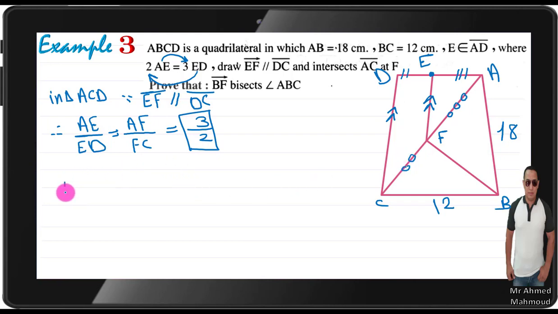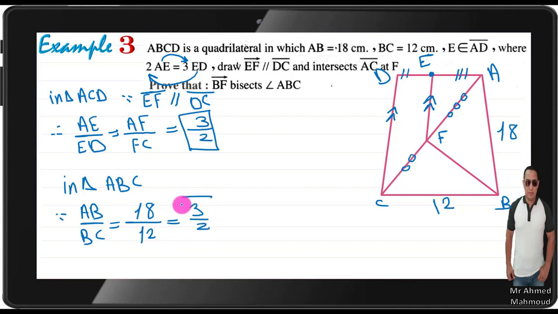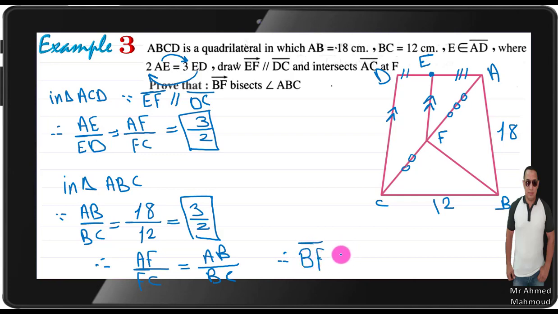Now in triangle ABC, since AB over BC equals 18 over 12, which equals 3 over 2 also, and AF over FC equals 3 over 2, therefore AF over FC equals AB over BC. Therefore, BF bisects angle B.